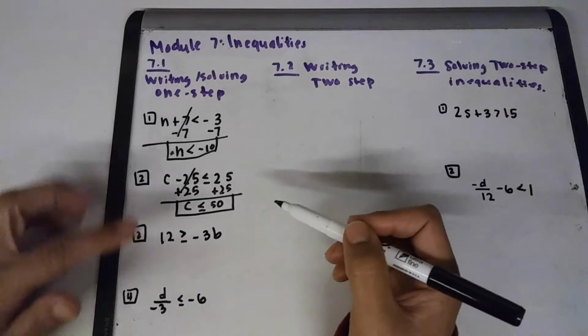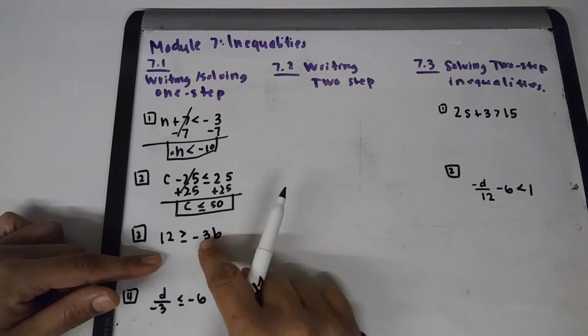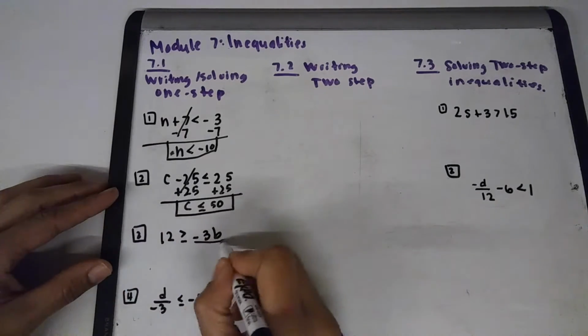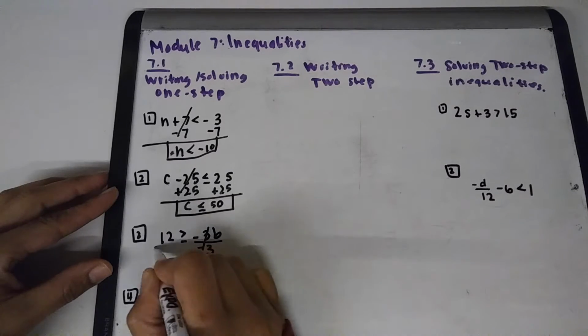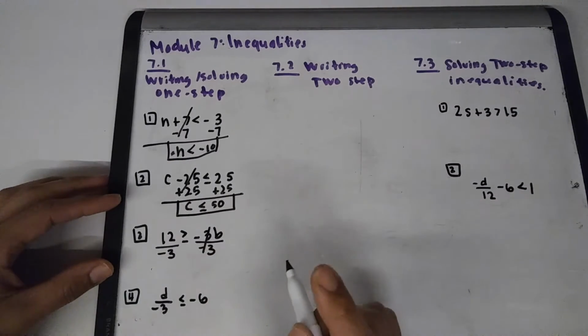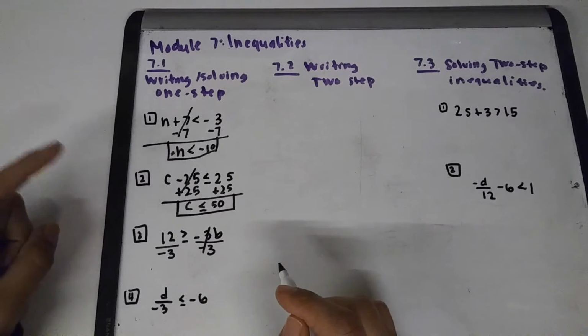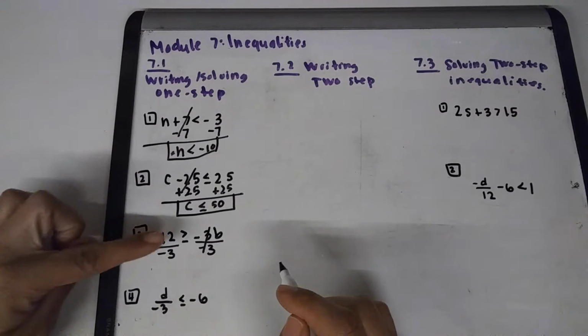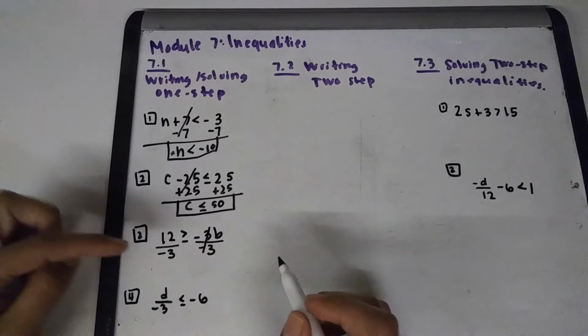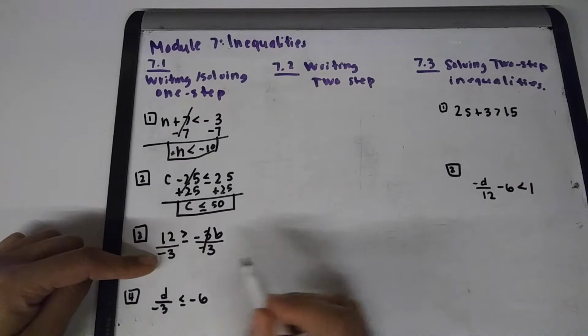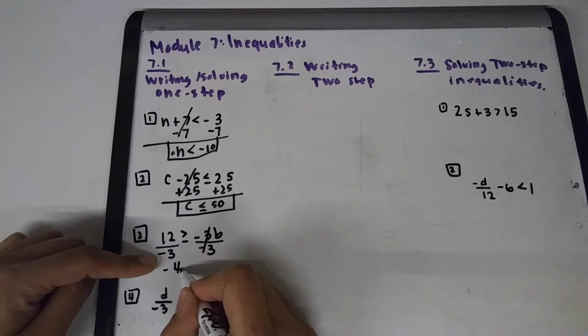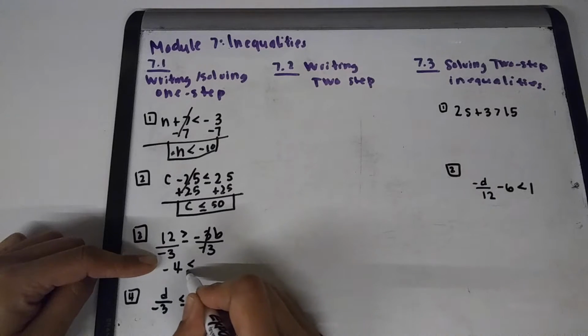Right here, I am multiplying the negative 3 times the b, so I'm going to divide by negative 3. And what I do to one side, I do to the other side. Remember that when we divide or multiply by a negative, I have to reverse my inequality symbol. So 12 divided by negative 3, that's a negative 4. And because I'm dividing by a negative, I have to reverse my inequality symbol.